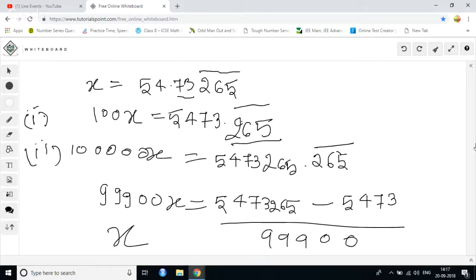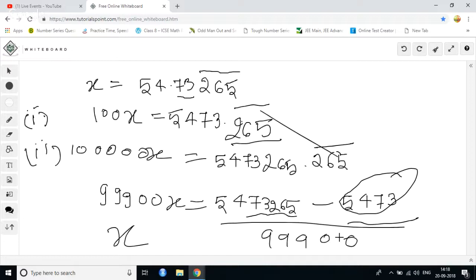What I need to subtract? Whatever is not inside the bar, irrespective of decimal place. What is not inside the bar? Inside the bar I have 265. Whatever is not inside the bar, that is 5473. So you look here, you have 5473, which I have written here, and this would be my numerator. So the numerator is: remove the decimal, remove the bar, write the number as it is, and subtract whatever is not inside the bar, irrespective of decimal. So I have written 5473 here.